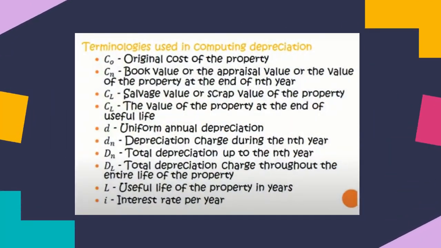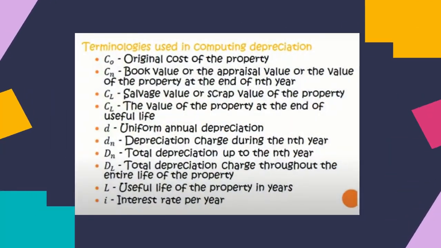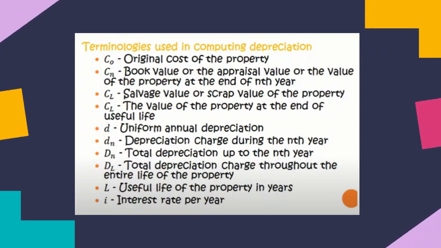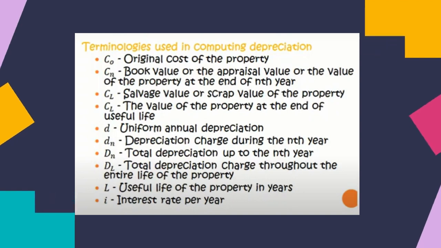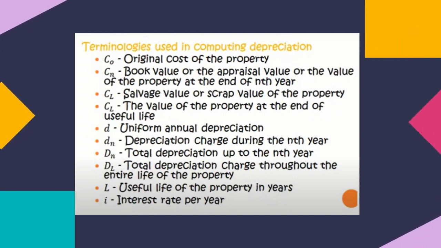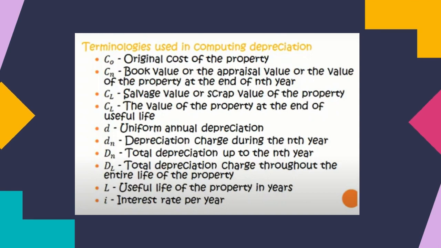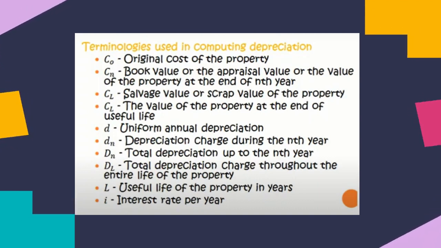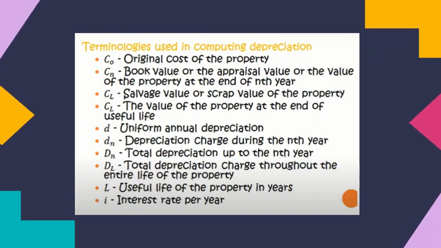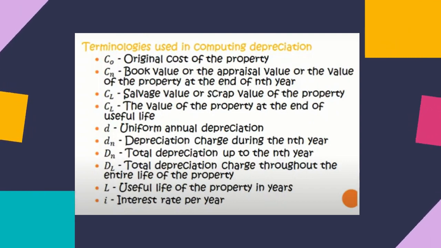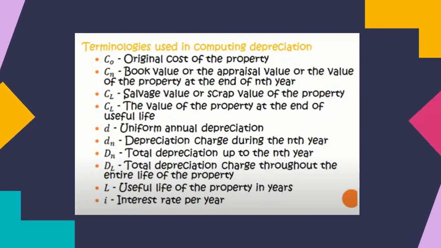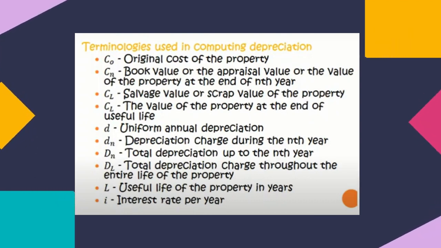So here are the terminologies used in computing depreciation. So first, C sub O, original cost of the property. C sub N, book value or the appraisal value or the value of the property at the end of nth year. Then C sub capital L, the salvage value or the value of the property at the end of the useful life. Then the small d, uniform annual depreciation, and small d sub N, depreciation charged during the nth year.